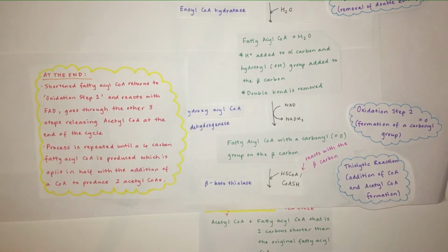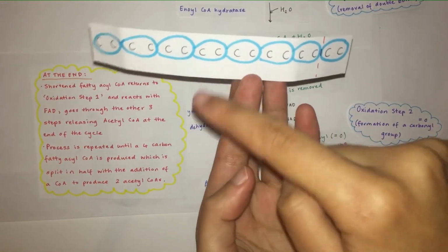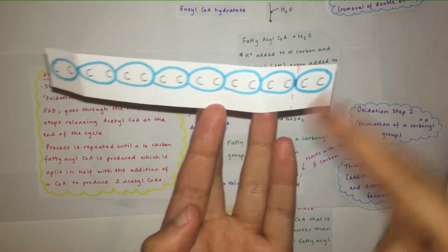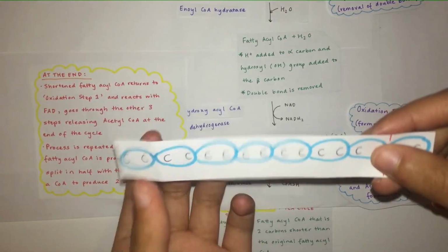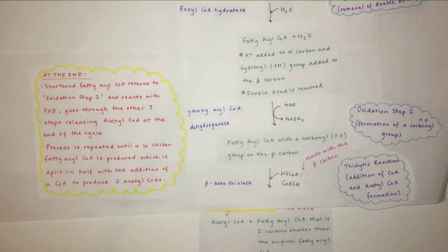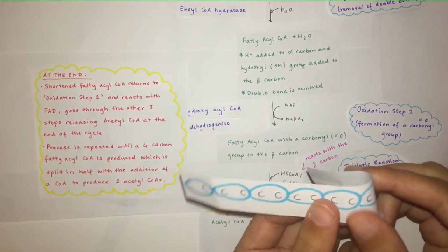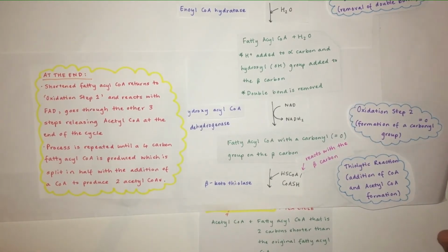Might need to watch that again to make a bit more sense, but I recommend just drawing it out like this and then crossing off 2 carbons that represent the acetyl CoA each time you go through, and then you can just move the remaining chain up there and then go through the other steps and then remove another 2 for acetyl CoA and keep going through. And if you do that a few times, it should help you understand the process.